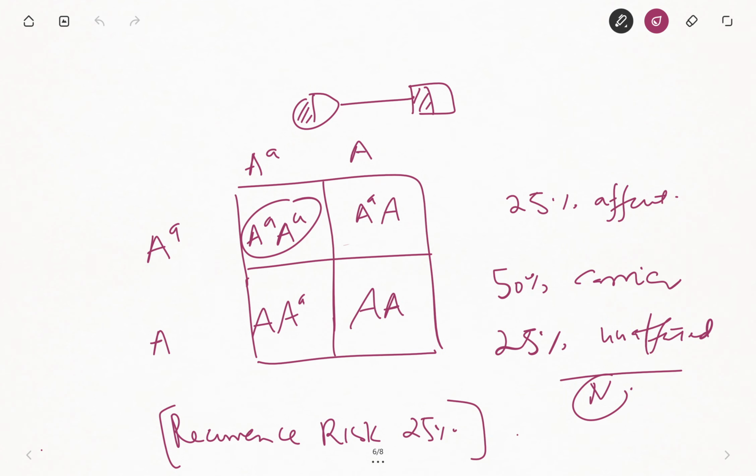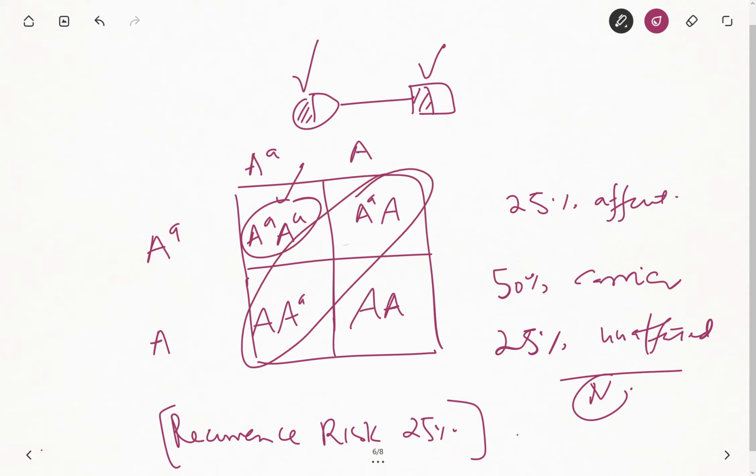Okay, so this is what normally happens, that a carrier marries another carrier, and what happens here is that only 25% of the individuals are affected, 50% of them are carriers, and 25% are unaffected or normal.